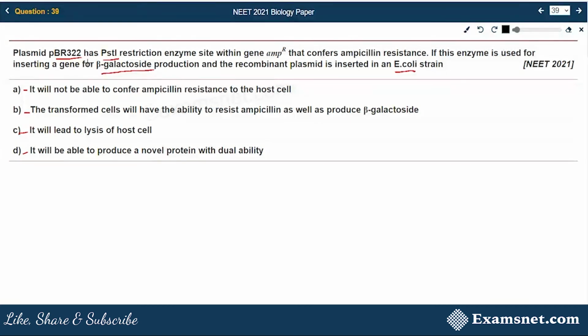So the correct option is option A, that is it will not be able to confer ampicillin resistance to the host cell. Now let's try to understand the basic concept behind this question. We know that in recombinant DNA technology, we isolate a DNA fragment with some desired characteristics and ligate it to the vector DNA or plasmid DNA in order to transfer it to the host cell, right?